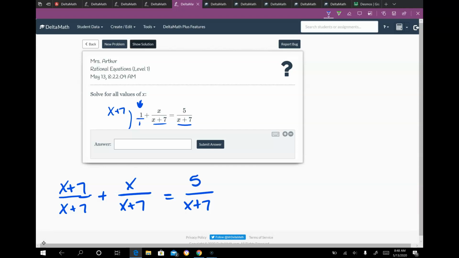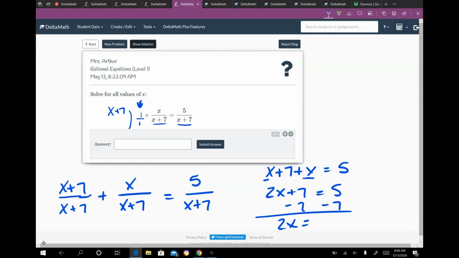So then yesterday what we did is we took the numerator and we solved it. So I'm going to say x plus 7 plus x equals 5. Combined, I have x and x, which is 2x plus 7 equals 5. Subtract your 7. I get 2x equals -2. Divide by 2. And your answer is x equals -1.